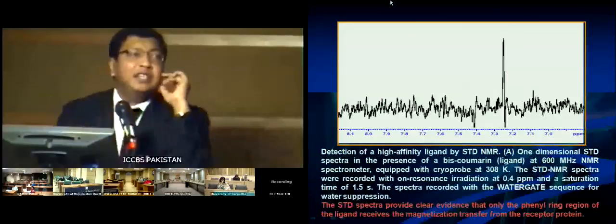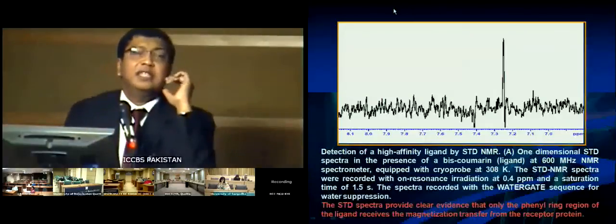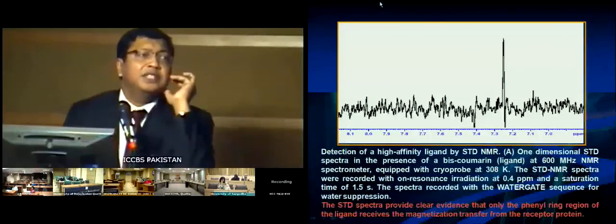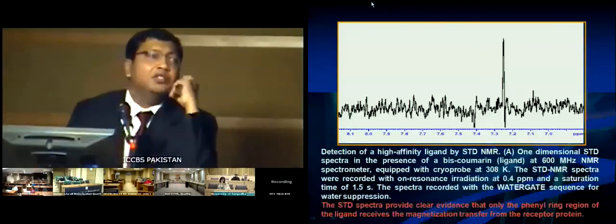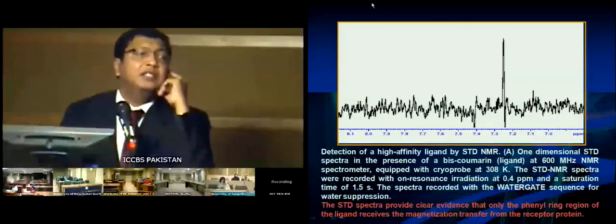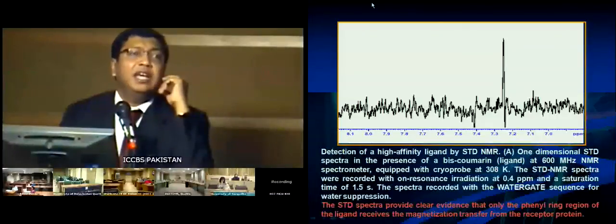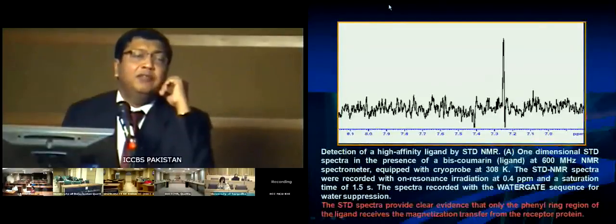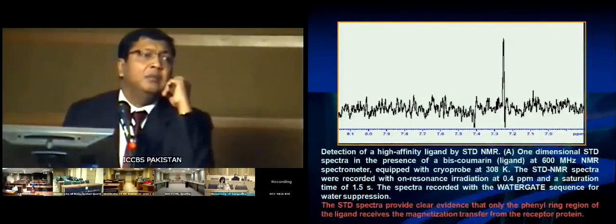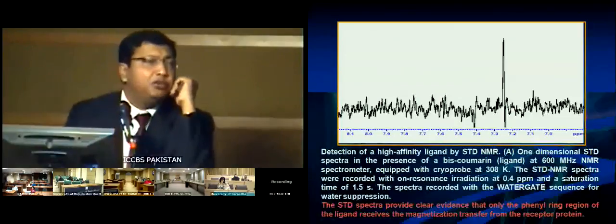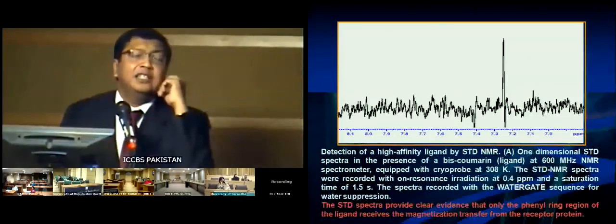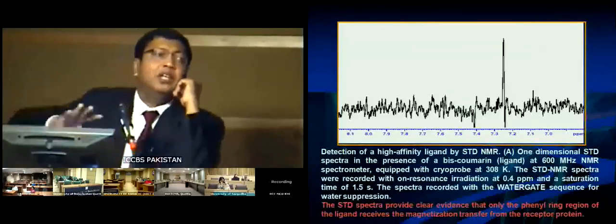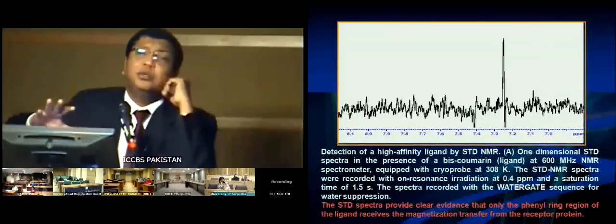We don't saturate the active site at all. We just saturate any part of the protein, with just a few signals. You just saturate by a Gaussian pulse, a train of pulses, right? When you saturate, the energy is pumped into the protein, and then it diffuses within the protein by a phenomenon called spin diffusion. As the energy goes all over the molecule, all over the protein, it eventually reaches the active site also.